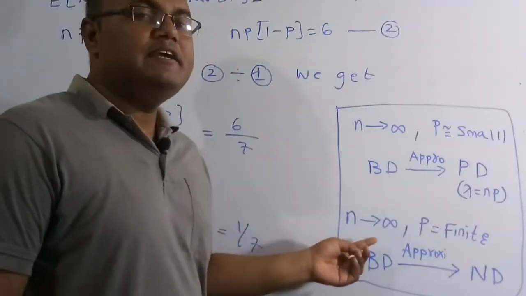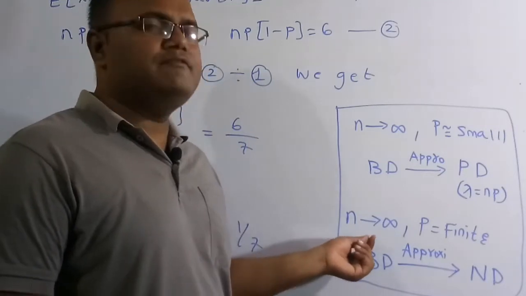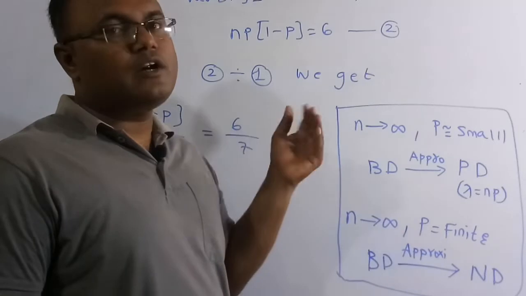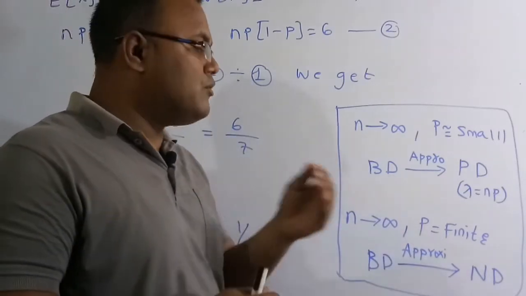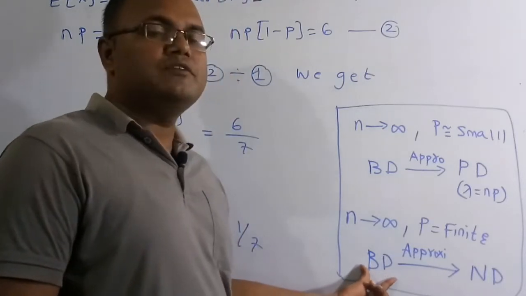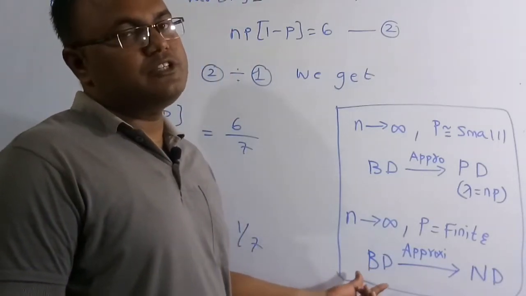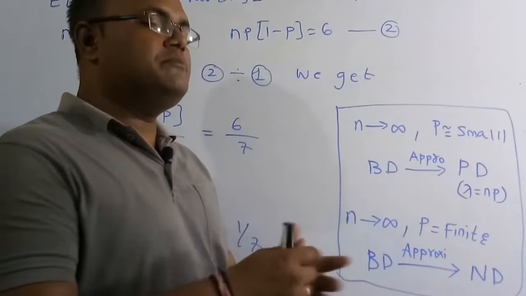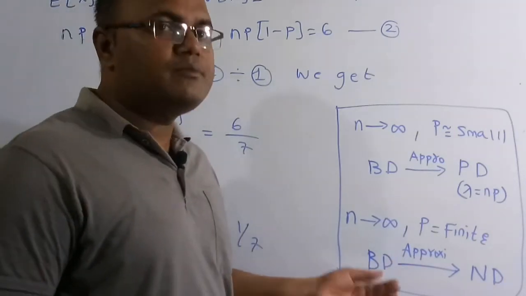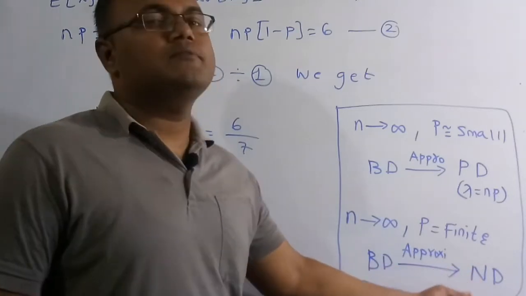Suppose in another case the number of trials is infinite, but the probability of success is a finite value, not a small one. Then still you can't solve that question with the help of the binomial distribution, because it is going to take a lot of time to get the result. So therefore we are going to approximate the binomial distribution into a normal distribution.